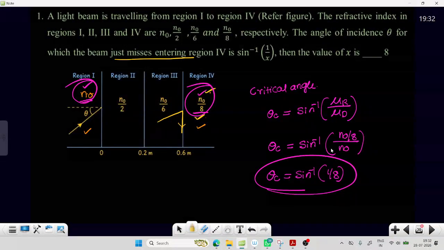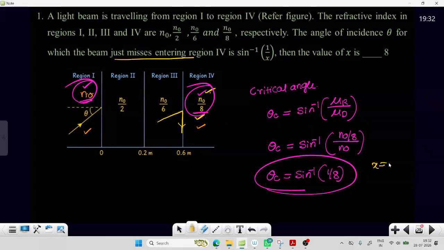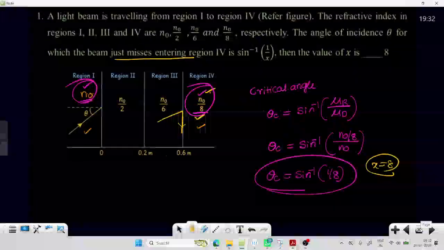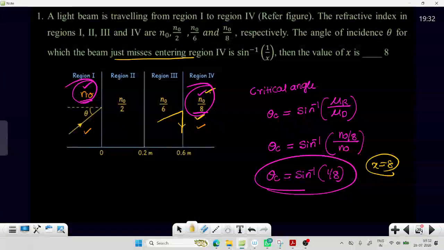Now this x value is equal to 8, so the light is not entering into the fourth medium. What happens to the light? The light is reflected. That means the light ray will experience a TIR, total internal reflection.